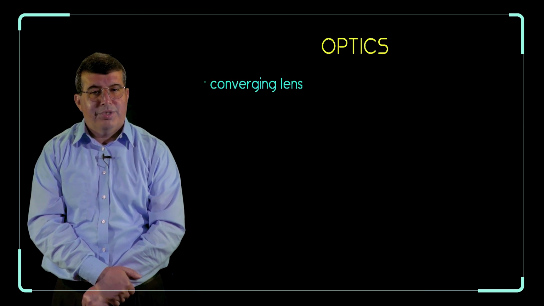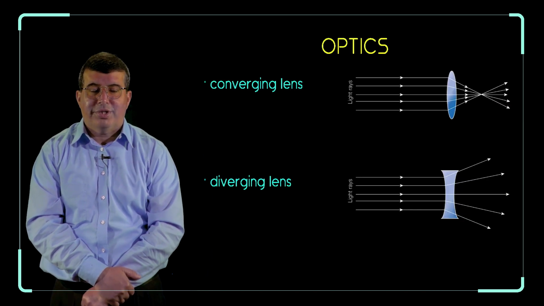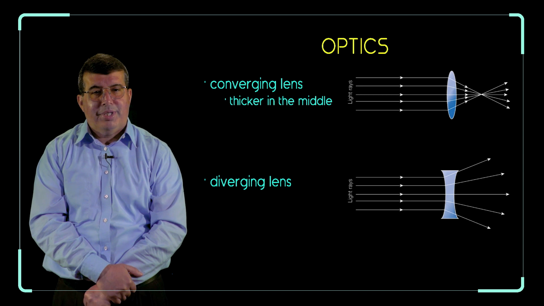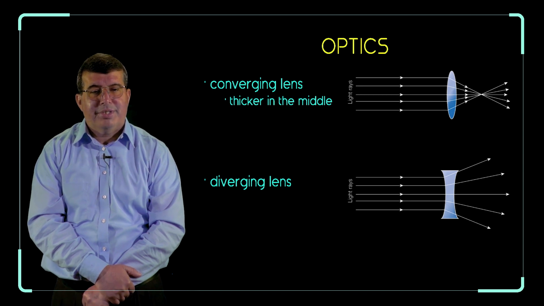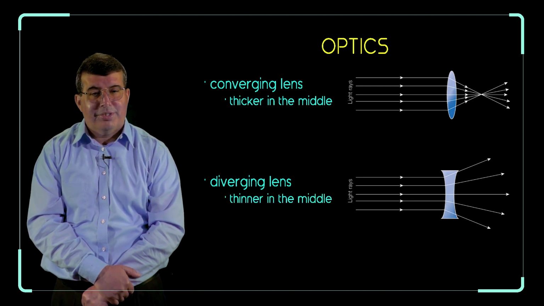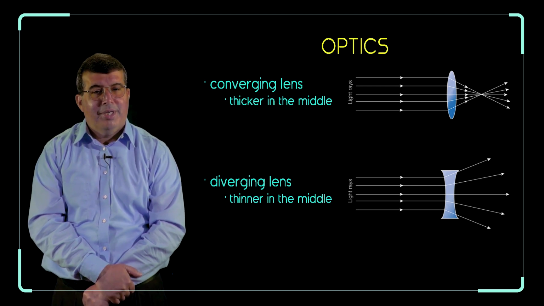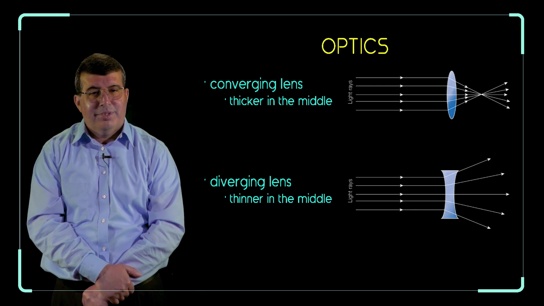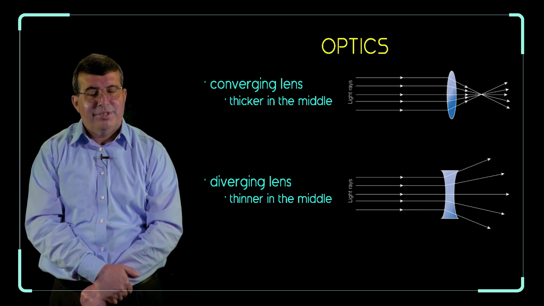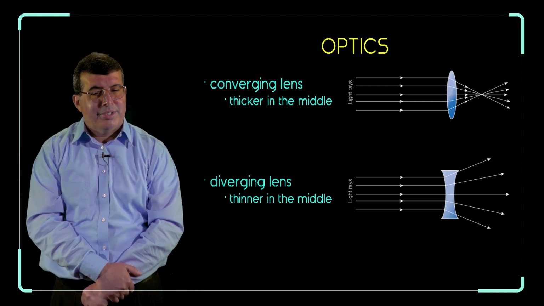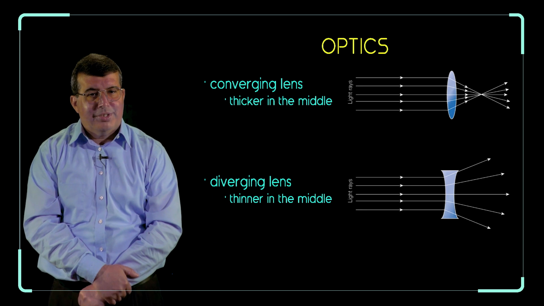Lenses essentially come in two types. We call one a converging lens and the other a diverging lens. The distinction between these two is that a converging lens is thicker in the middle and thinner at the edges, and a diverging lens is thinner in the middle and thicker at the edges. In this diagram, we have a converging lens on top and a diverging lens on the bottom. So once again, you can see that the converging lens is thicker in the middle and thinner at the edges, and the diverging lens is thinner in the middle and thicker at the edges.